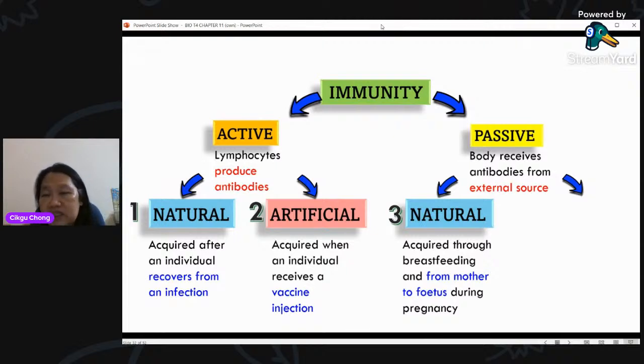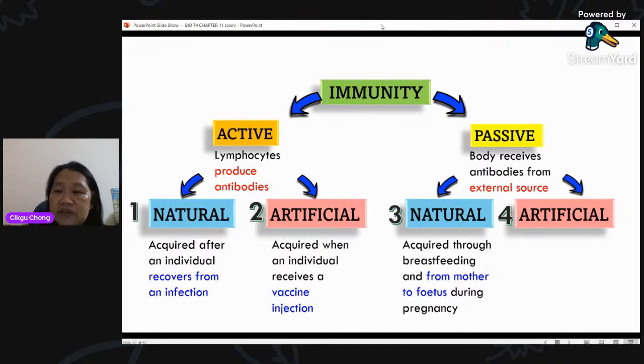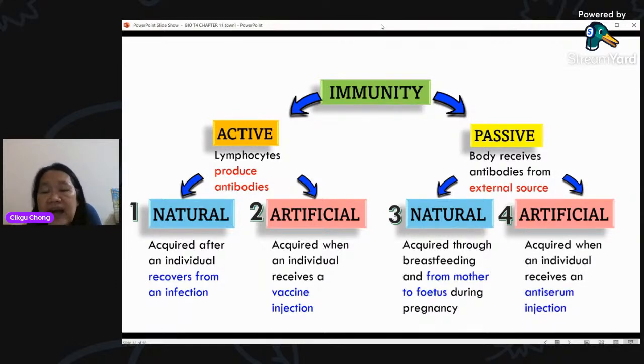And the last type of immunity is, number 4, artificial. So you can see there are 2 types that are artificial, and 2 that are natural. So artificial passive immunity is acquired when you are given an injection, but this is not a vaccine, it's a different thing. It is actually the antibody itself. When you get this injection called anti-serum, it is a serum that contains antibodies. Somebody or something else has made it, and they are injecting the antibody into the body. That is artificial passive immunity.